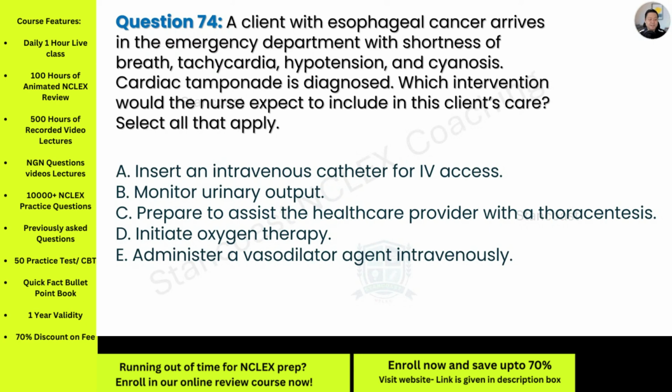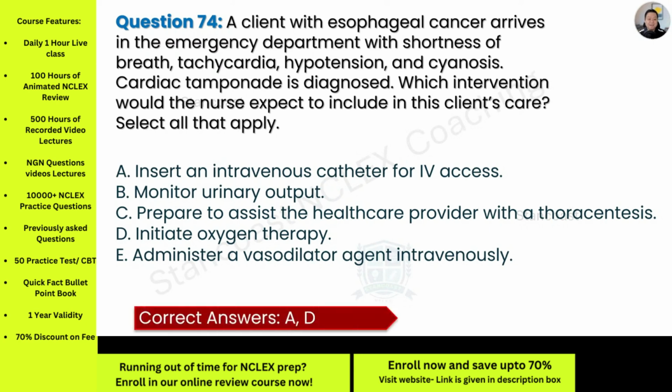Your answers here should be letters A and D. Letter A, IV access is very important for the IV fluid administration and also the administration of the medications and potentially vasopressors to help stabilize the client's hemodynamic status during the cardiac tamponade. And the same thing with the administration of the oxygen therapy to address respiratory distress and also cyanosis associated with cardiac tamponade. And so we need to improve the oxygenation of the client right away to reduce hypoxia.